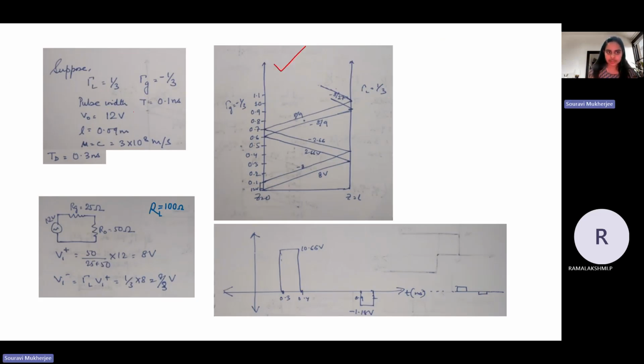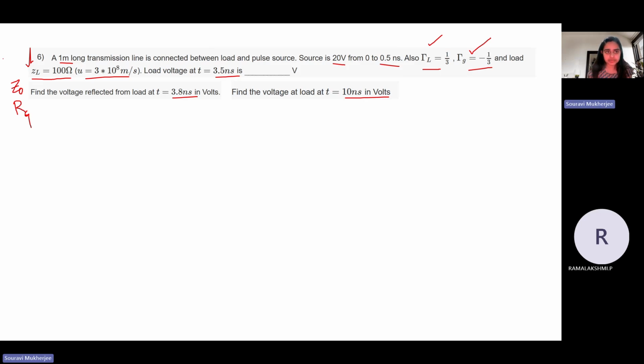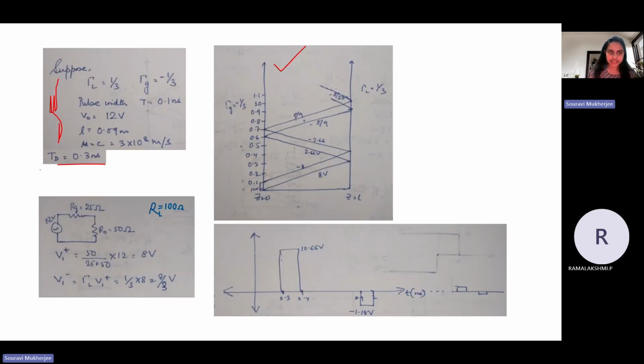First of all, you use these values. Similar to these questions, all the values are provided in the next question, right? And you need TD. TD is not provided directly, but the speed of propagation is given: 3 into 10 to the power 8, and the length of your transmission line is given. So from there you can find the time it takes for the transmission, so you can find TD. All other values are provided.